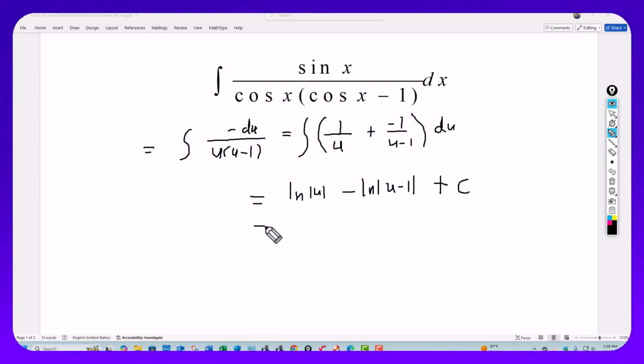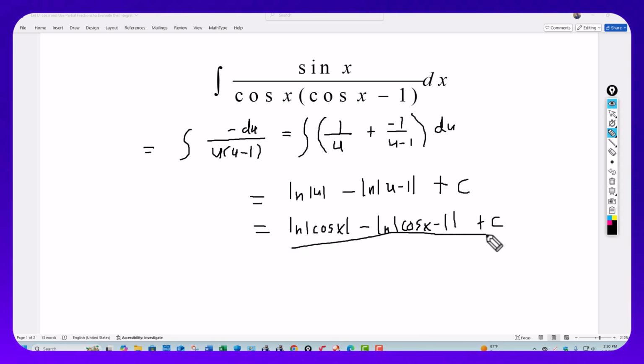And then just go back to the original variable. Remember, u was set equal to cosine of x. So this is just ln of absolute cosine of x. Then it's minus ln of absolute, again, u is cosine of x, so it's going to be cosine of x minus 1, plus the constant of integration. So you can give this answer right here. It's ln of the absolute value of cosine of x minus natural log of absolute value of cosine of x minus 1 plus the constant of integration. This is one answer you can give.